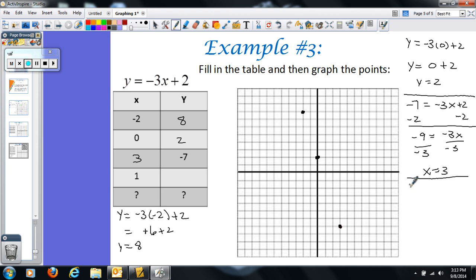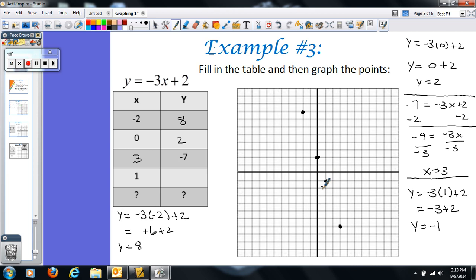Next one, we have x equals 1. So you have y equals negative 3 times 1 plus 2. This is going to be negative 3 plus 2, which gives me y equals negative 1. So we go right 1, down 1.